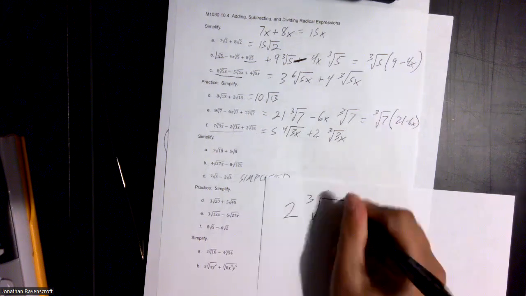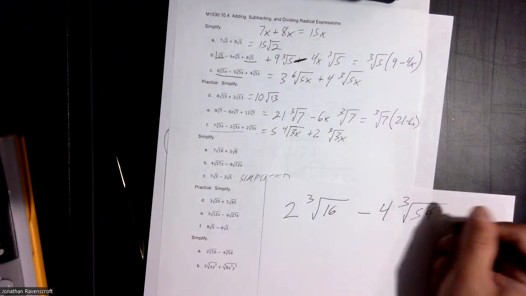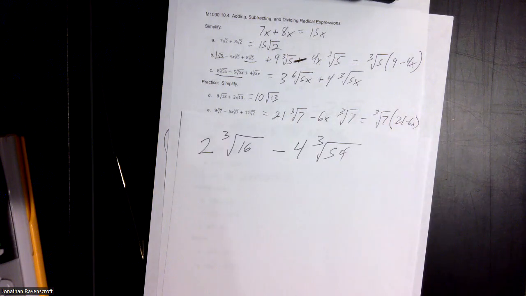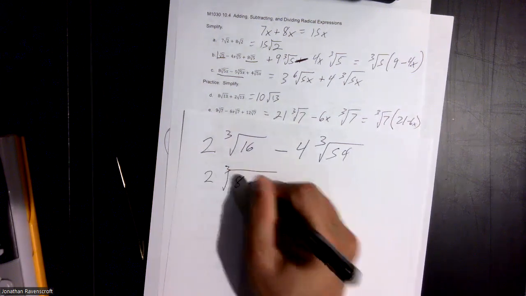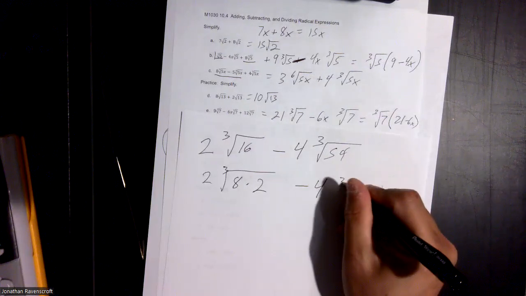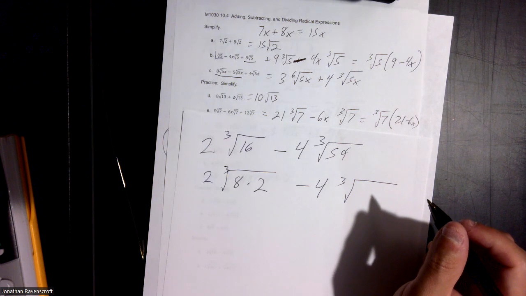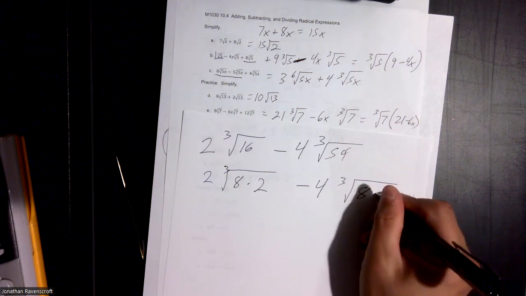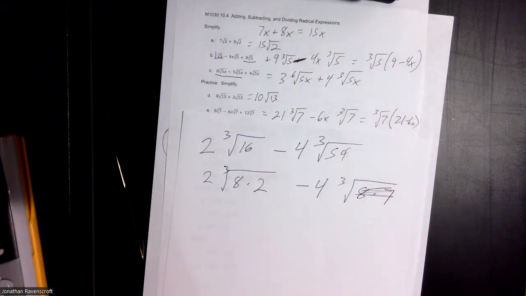2 cube root of 16 minus 4 cube root of 54. Now we don't know perfect cubes as well as we do perfect squares, but we know 8 is 2 times 2 times 2. So I can say this is the cube root of 8 times 2 minus 4 cube root of what? 8 and 7? No, that doesn't work. What can we do with 54?